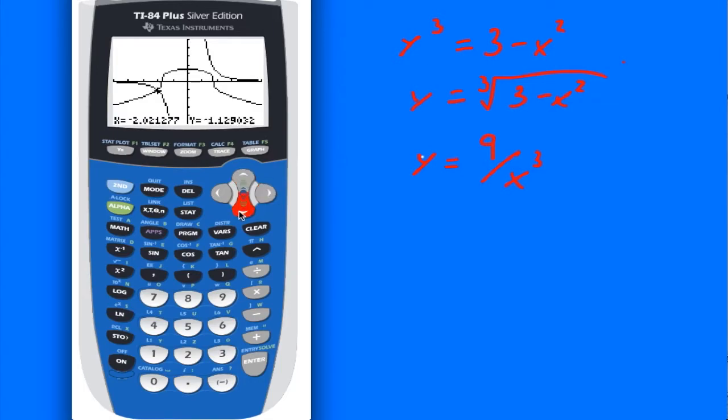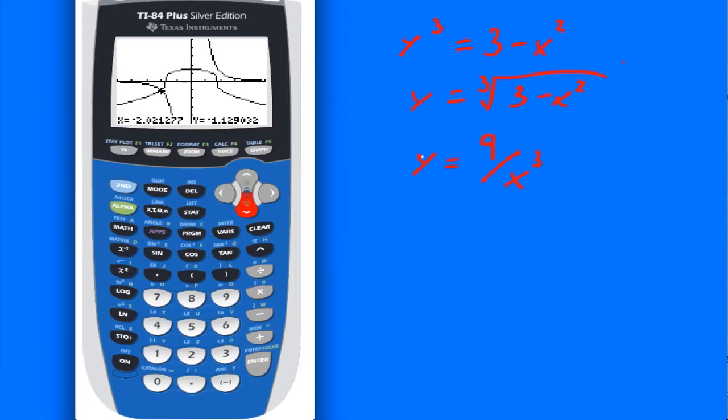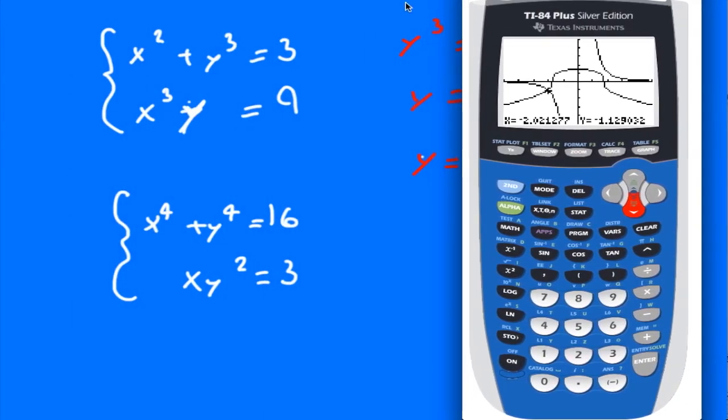So I can't get it super right. It's not going to be super accurate, but you'll get some options that are really close to these numbers, -2 something and -1 something. So the -2 is going to be your x and the -1 is going to be your y. And that's the way you solve this system of equations.